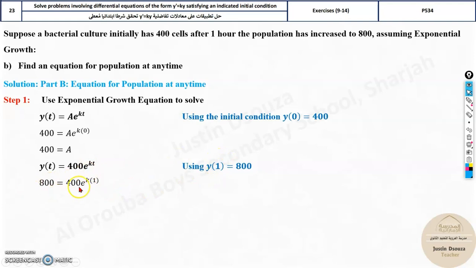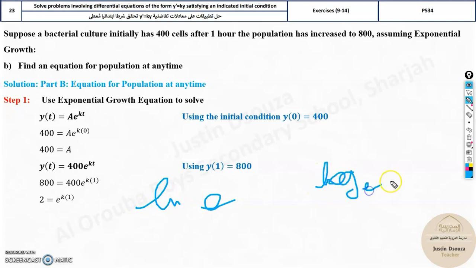Now let's divide both the sides by 400. You will get 2. Here it goes, e to the power k into 1. This is basically e power k. How can you remove exponential function? Take natural logarithm, because natural logarithm is having base e, and whenever you have something like this, we know from natural logarithm properties, whatever is the power comes over here and this cancels off.